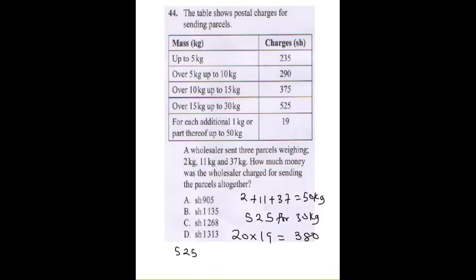Okay, that's 380. So what you're going to do now is to sum up 525 plus 380. Now 5 plus 0 is going to give us 5. 2 plus 8, 0 carry 1, and you're going to have 9. So the final answer is going to be 905 shillings. Okay, so that will take us to the next question.